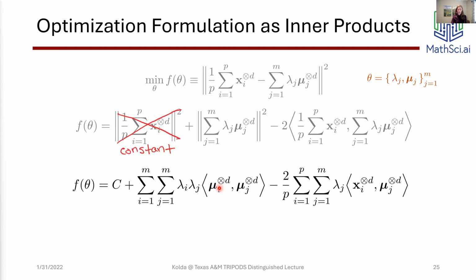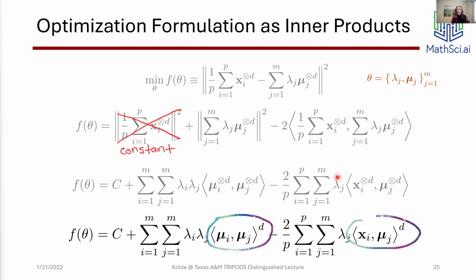Now we have dot products of outer products. And so we know that we have a shortcut for those. Those can just be reduced to dot products to the dth power. And so that means that we can actually compute this very cheaply. We never need to form the tensor to compute this.